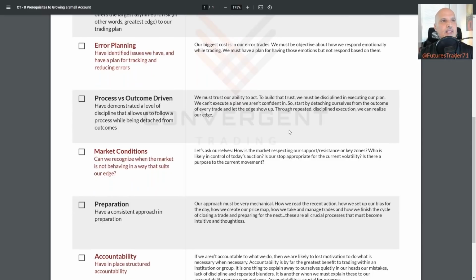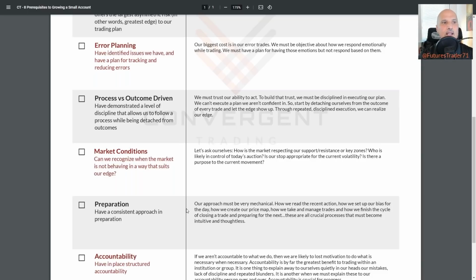Error planning. This is identifying the errors that we have. If you go on YouTube and look up FuturesTrader71 errors, I've talked about this a lot. There's a sheet that I've put out there that goes over what the different error types are. We want to understand our errors, understand how we emotionally respond to these errors, and have a plan to mitigate or reduce them. In fact, for most traders, your primary objective every day is to destroy your errors, just get rid of your errors.